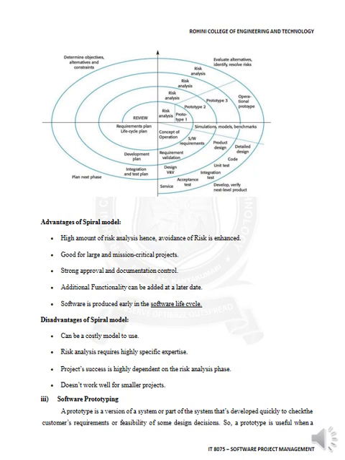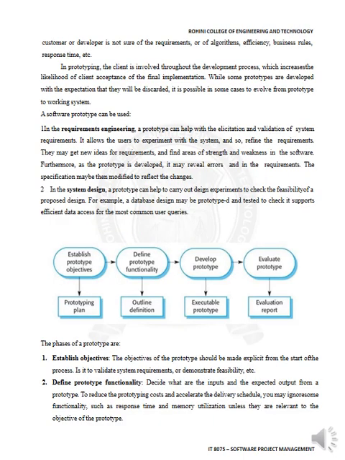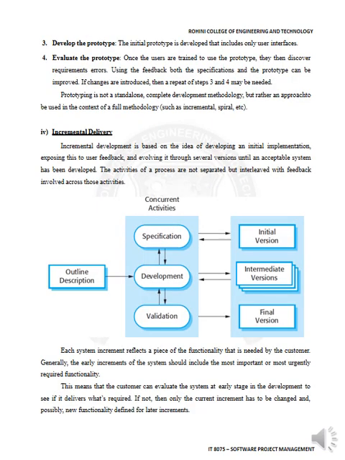Software prototype: a prototype is a version of a system or part of the system that is developed quickly to check the customer requirements or feasibility of some design decisions. In requirements engineering, a prototype can help in the elicitation and validation of the system requirements. Prototype steps: establish the prototype objectives, define prototype functionality, develop prototype, evaluate prototype, and evaluation report.